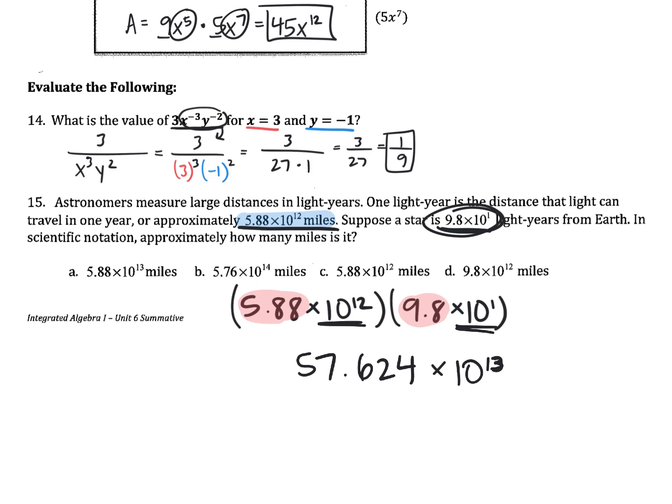However, this first number is not in scientific notation, so I need to move my decimal place to the left one, which means I need to add 1 to that exponent. So 5.7624 times 10 to the 14th power. Looking at my options here, my best answer would be letter B, even though they don't have that 2/4. That's the closest answer for that one.